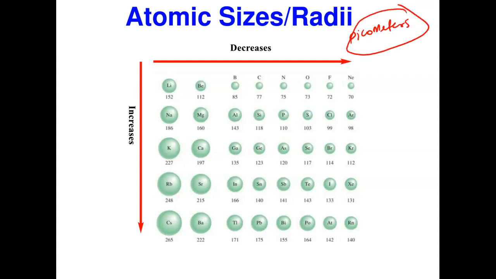Now let's go across. As you're going across the period, look at this. Lithium is bigger than beryllium. Beryllium is bigger than boron. Boron is bigger than carbon. Carbon is bigger than nitrogen. As you're going across the period, the size decreases.